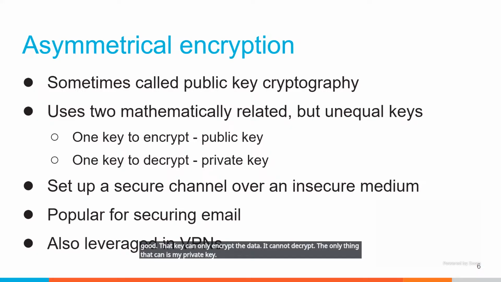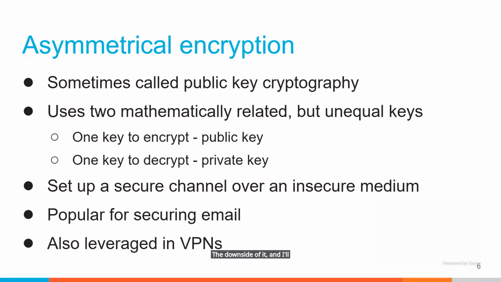The downside of it, and I'll go back into this a little bit later, is that it's CPU intensive. So we can't really rely on this for all of our VPN security needs because it's going to add a lot of latency to the packets as they go by. The only time we tend to use asymmetric encryption by itself is when we're dealing with store and forward messaging.